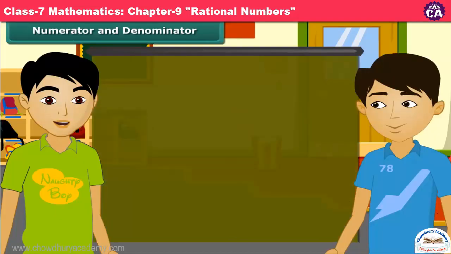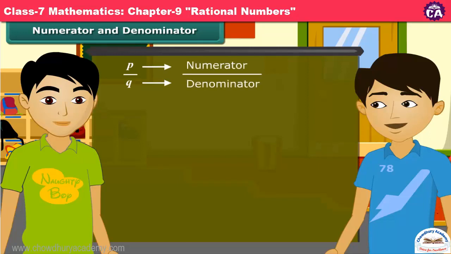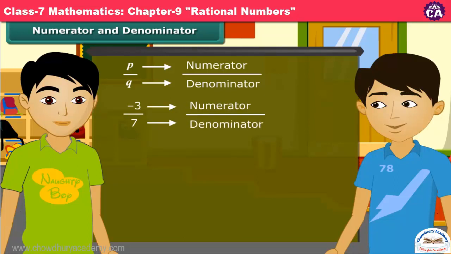Do you know what is numerator and what is denominator? In rational number p by q, p is a numerator and q is a denominator. For example, in -3/7, the numerator is -3 and the denominator is 7.